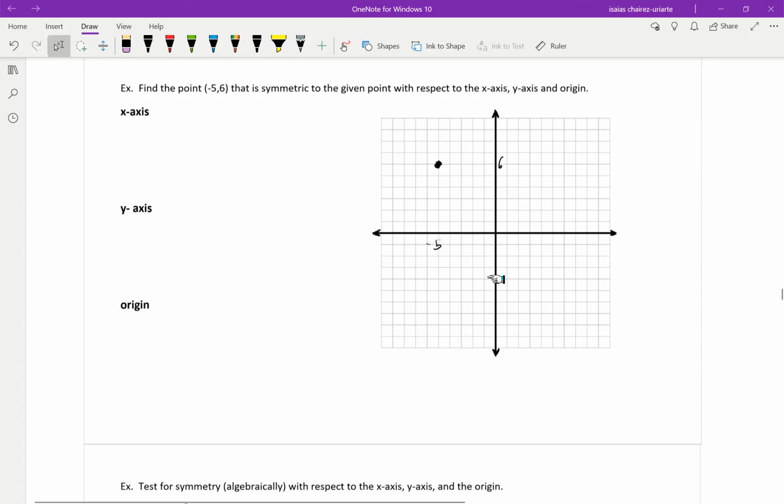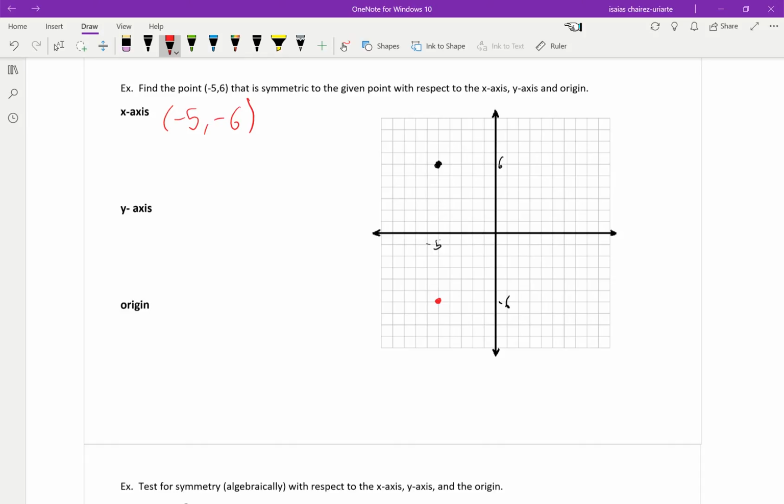I guess in this case it's going to be negative 6. So negative 1, negative 2, negative 3, negative 4, negative 5, negative 6. Okay, so I think we're dealing with this point right here. That would be negative 6. So then the coordinates here should be negative 5, same x, but negative y coordinate. Negative 5, comma negative 6.